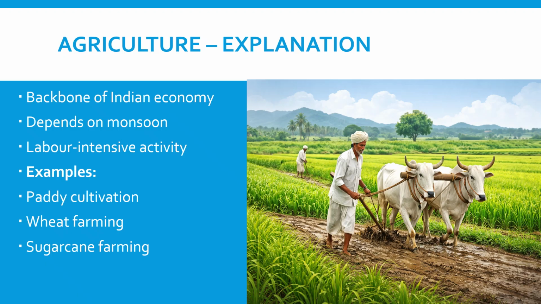For example, paddy cultivation, wheat farming, sugarcane farming. Because income is seasonal, farmers need finance before income is generated.